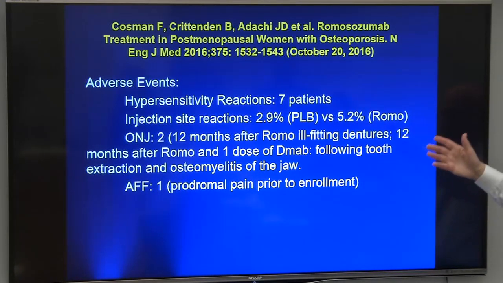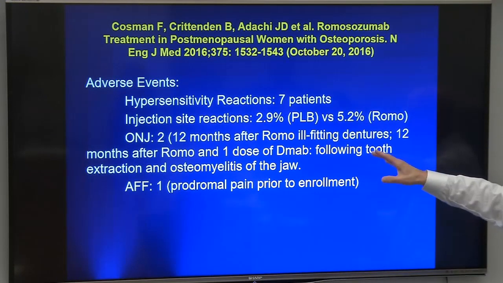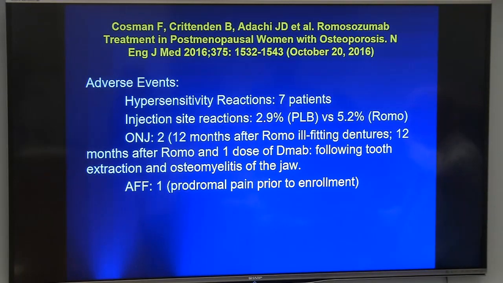There were a few injection site reactions. ONJ was found twice: 12 months after Romo, somebody was wearing ill-fitting dentures; and 12 months after Romo and 1 dose of denosumab, following tooth extraction, subsequent osteomyelitis of the jaw. And there was 1 case of atypical fracture in someone who was having that prodromal thigh pain prior to enrollment.